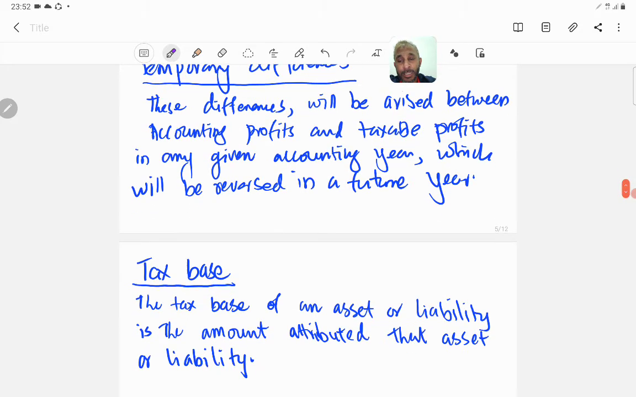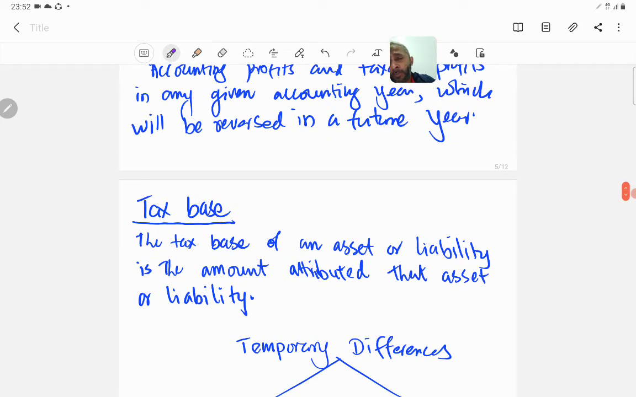Here, one important aspect that IAS 12 discusses is the tax base. So, what is a tax base? A tax base of an asset or a liability is the amount that is attributed to that particular asset or liability for tax purposes.